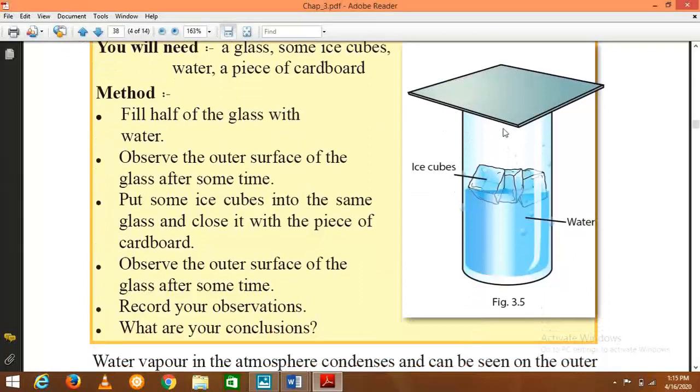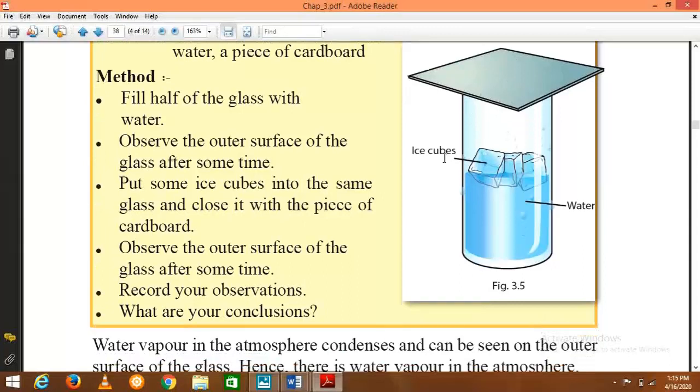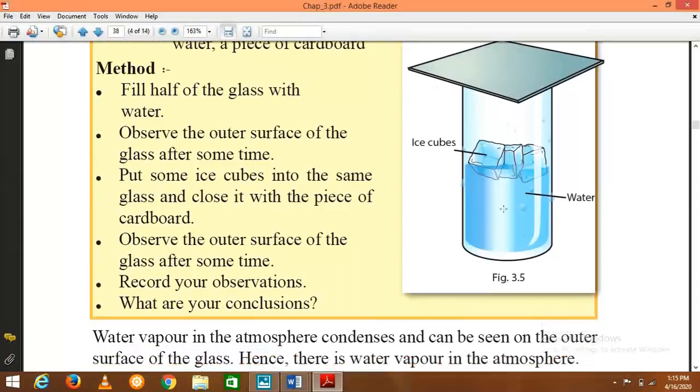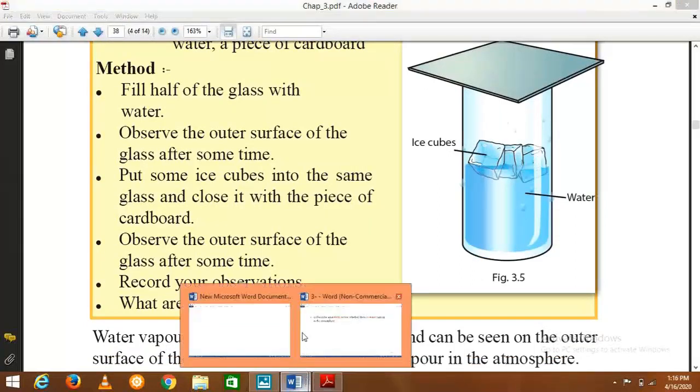If you write about the method, you have to fill half of the glass with some water, and before putting ice cubes, you have to observe the external surface of the glass. When you put some water into a glass, you can't observe anything on the outer surface of the glass. After that, you put some ice cubes into the same glass and close it with a piece of cardboard. Then you have to observe the outer surface of the glass after putting the ice cubes.